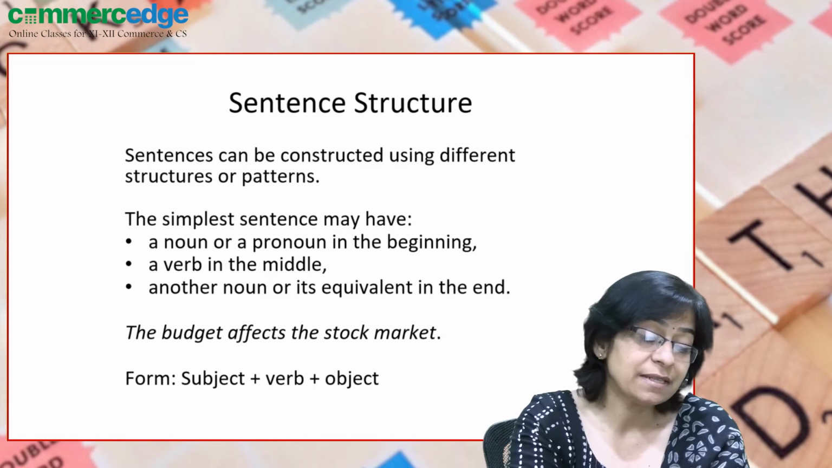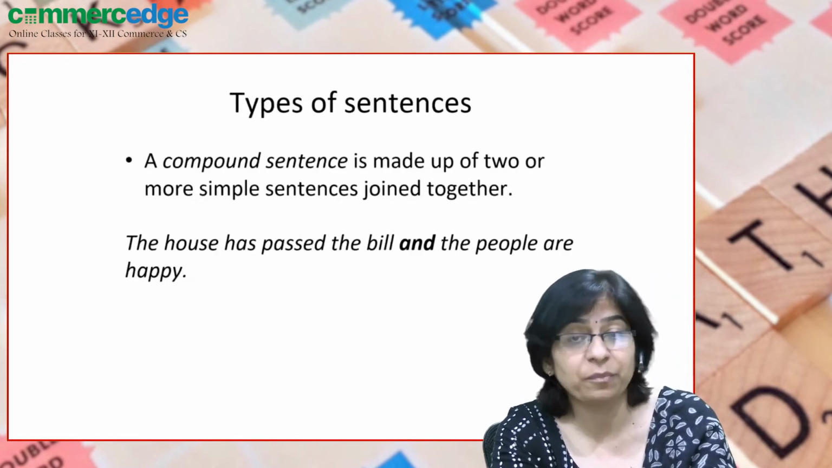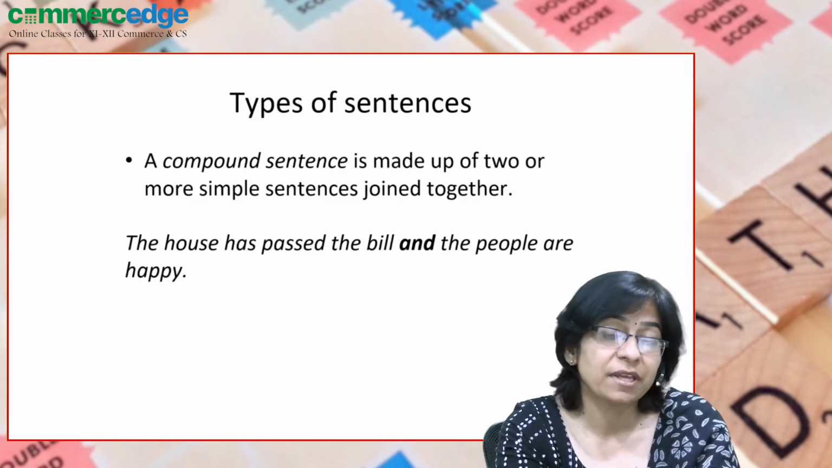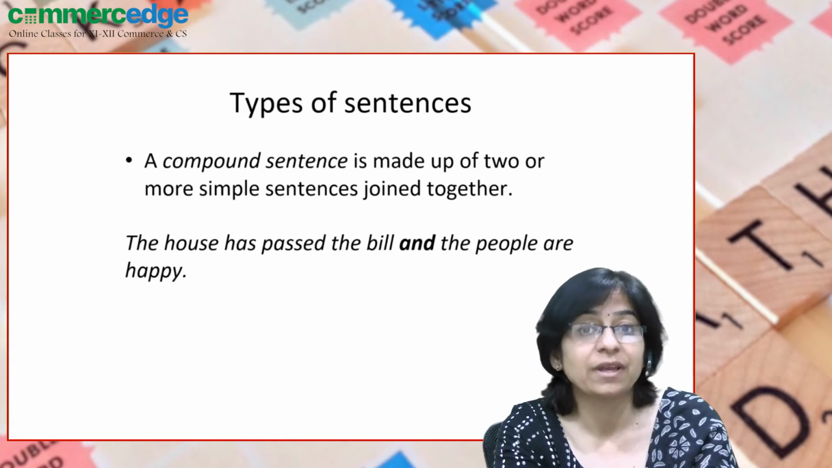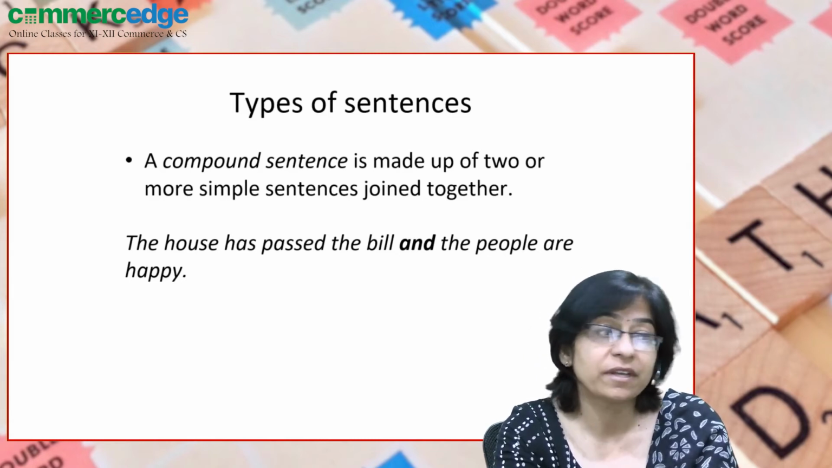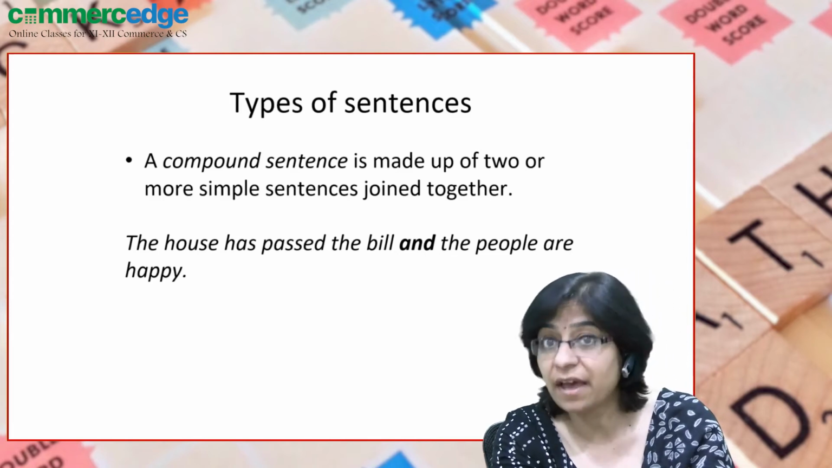Now, a sentence may be classified as a compound or a complex sentence as well. A compound sentence is made up of two or more independent sentences joined by a conjunction. For example, the house has passed the bill and the people are happy.